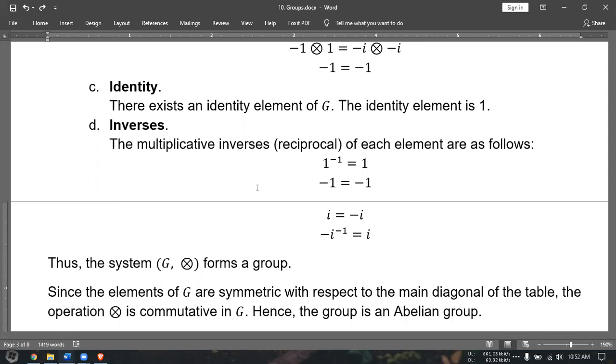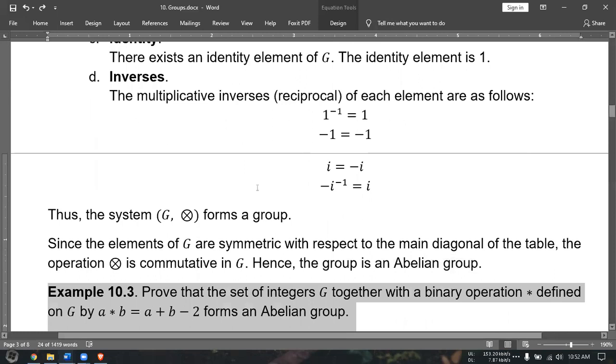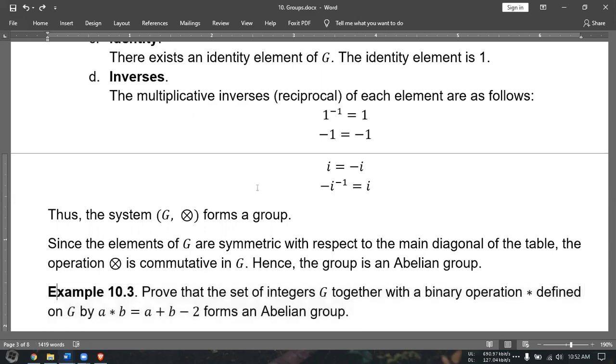Third example. Prove that the set of integers G together with the binary operation star defined on G by a star b equals a plus b minus 2 forms an abelian group. So this is your binary operation, a plus b minus 2. And our elements are the set of integers.